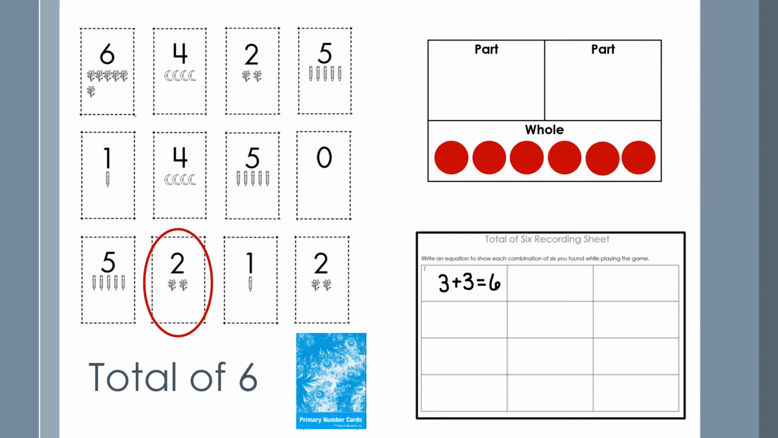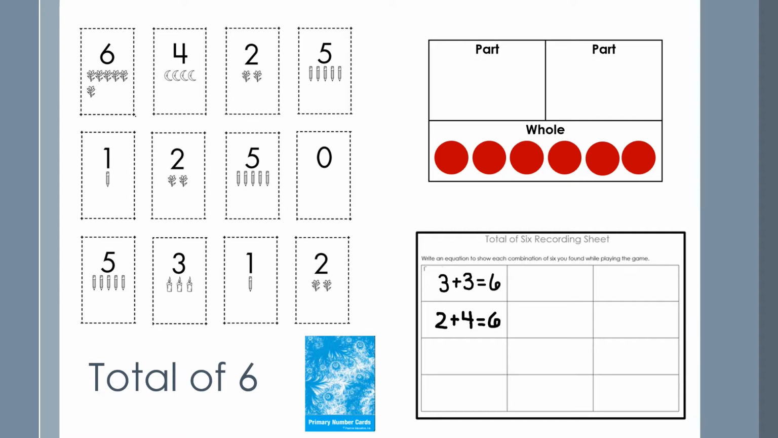7 is 1 more than 6, so I would need to think about a number that is 1 less than 5 to combine with 2. What number is 1 less than 5? That's right, 4. Let's see if that works. 2, 3, 4, 5, 6. 2 and 4 can be combined to make a total of 6. I can write the equation 2 plus 4 equals 6 on the recording sheet.